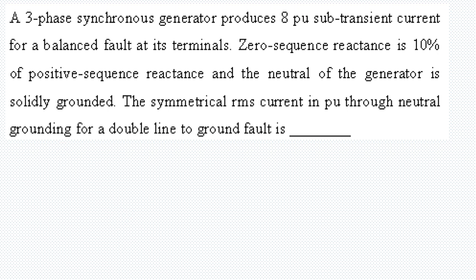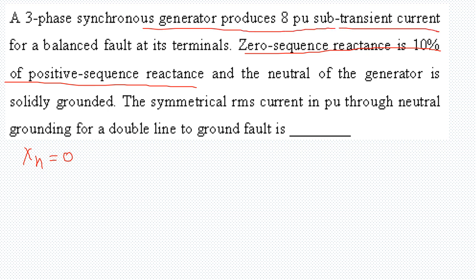So how to proceed here? Xn is given to us, that is, the neutral is solidly grounded, so Xn is 0. One more piece of information is given: the zero sequence reactance is 10% of the positive sequence, and the generator produces 8 per unit subtransient current for a balanced fault. So how to use this information? A balanced fault means only positive sequence reactance will come.